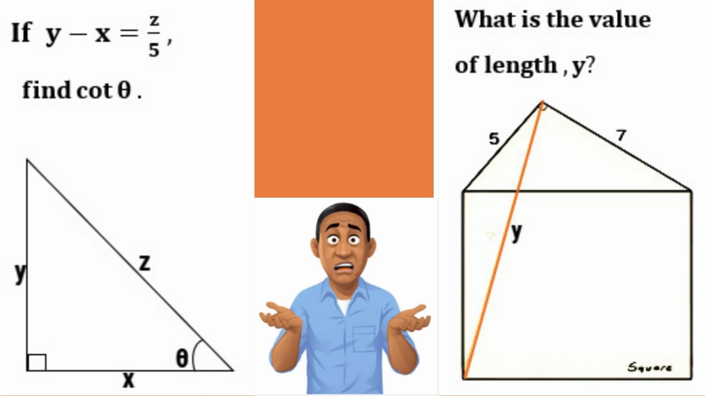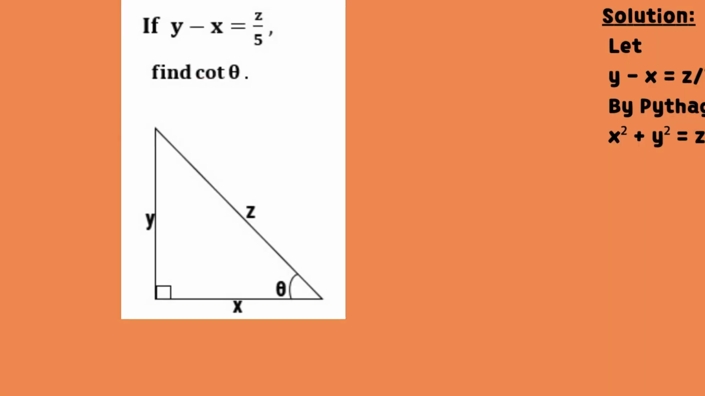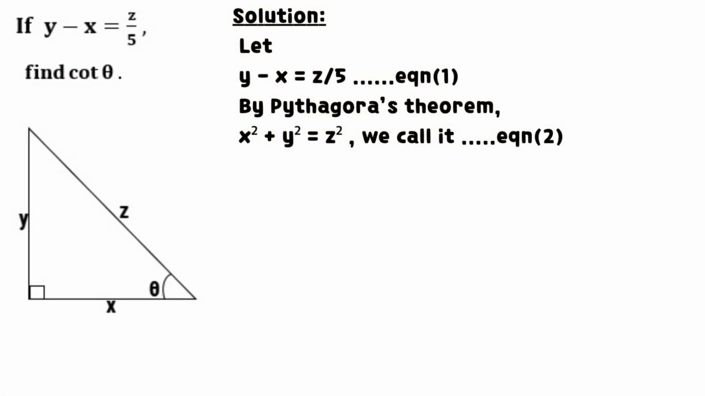Find cot theta. Hence, what is the value of the length, y? Let the given equation, y minus x equals z divided by 5, be equation 1, and, by Pythagoras' theorem, the sum of the square of x and the square of y equals the square of z, be equation 2.